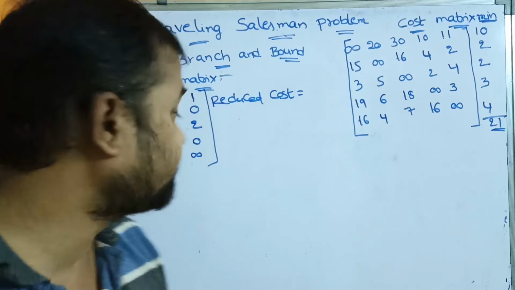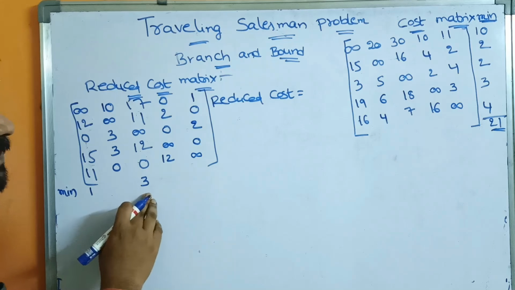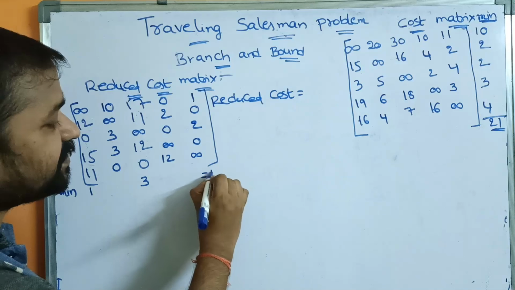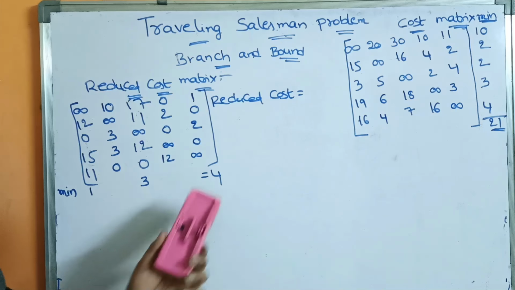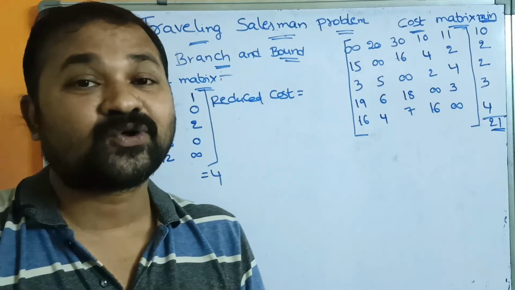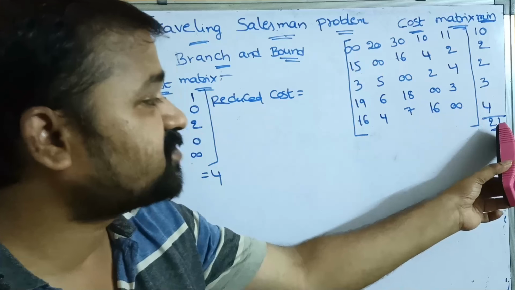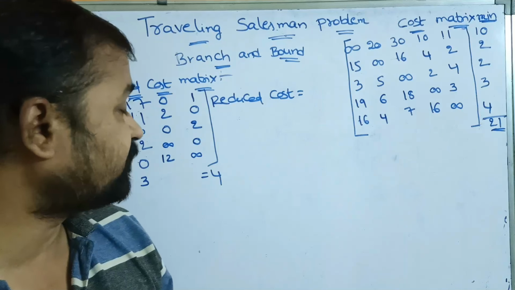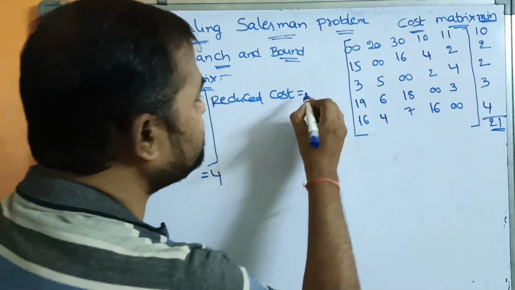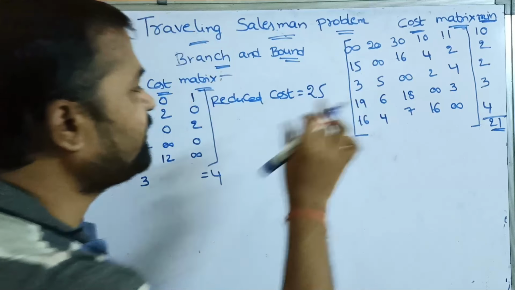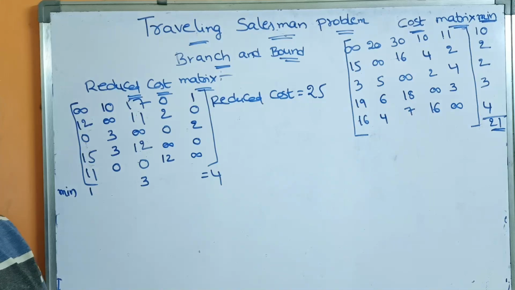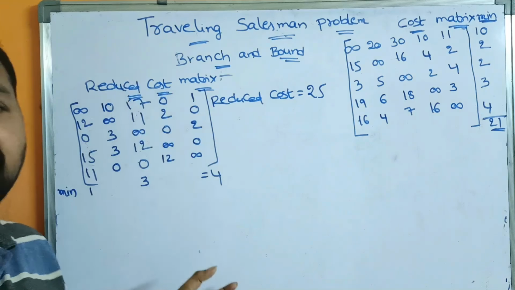but the row reduction cost. Whereas 1 plus 3 means 4. So 4 is nothing but the column reduction cost. So the reduced cost is nothing but row reduction cost plus column reduction cost. Here row reduction cost is 21, column reduction cost is 4. So 21 plus 4 means what? 25. So 25 is nothing but the reduced cost. Here this is the reduced cost matrix.